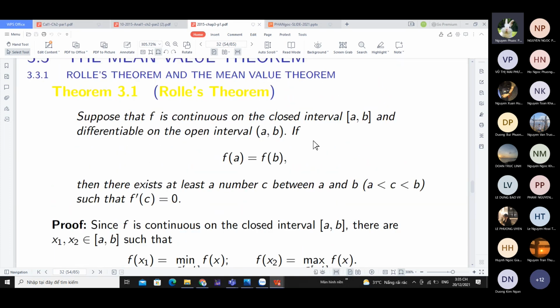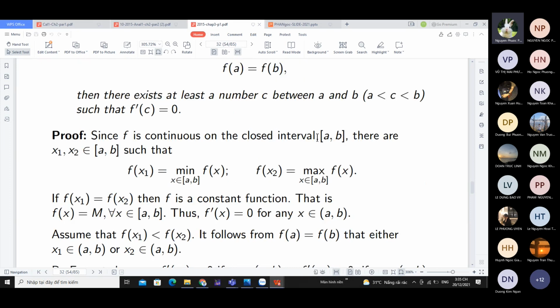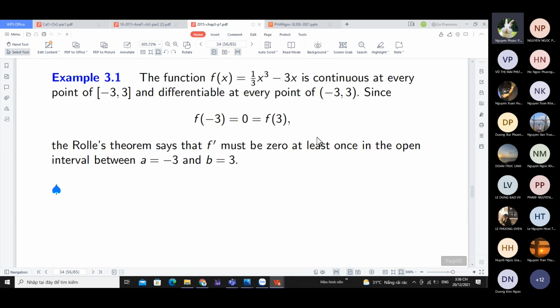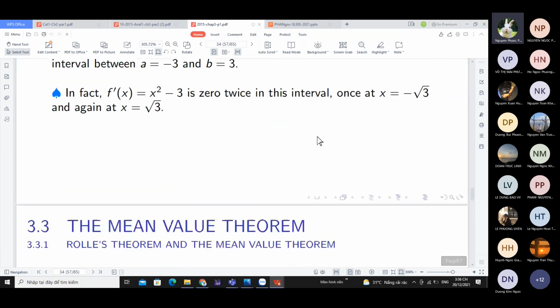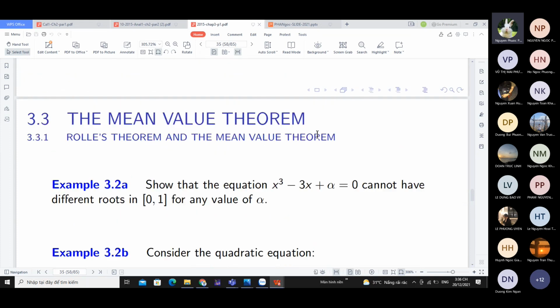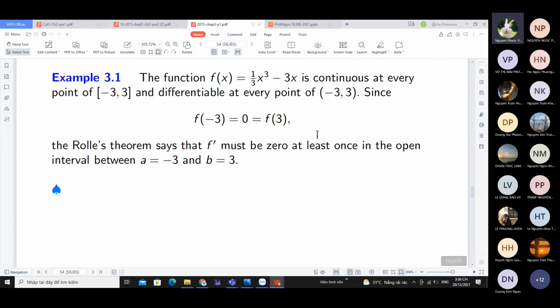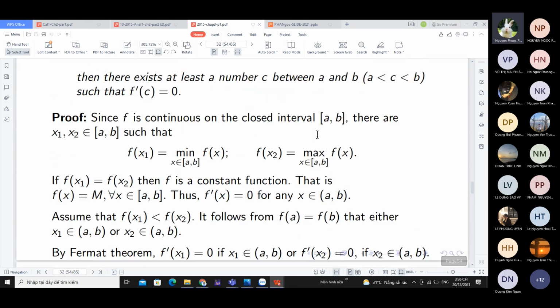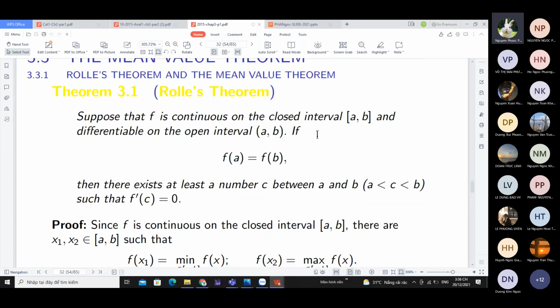Now, in summary, the function f is continuous on the closed interval [a, b], differentiable on the open interval (a, b). Moreover, f(a) equals f(b). In this case, there exists a number c so that f prime of c equals 0. This is the Rolle theorem. We can apply the Rolle theorem to many problems. I will give you some examples later.